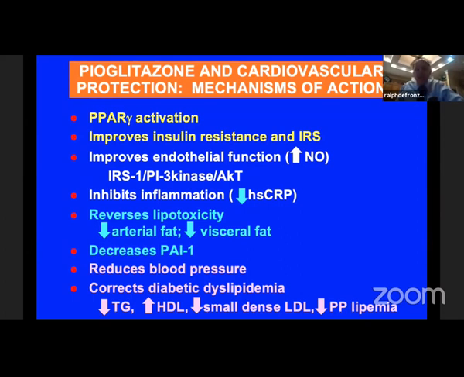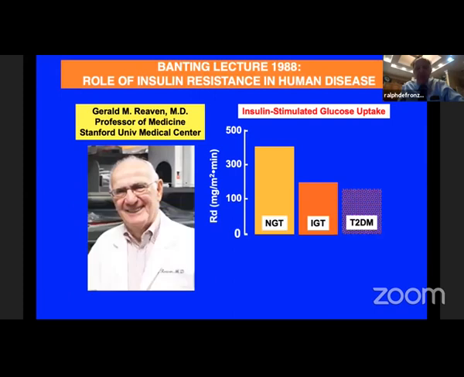We mobilize fat out of the arterial wall. This is the best drug for treating NASH and NAFLD. I doubt anything that's going on now is going to beat pioglitazone. We decrease PAI-1 levels, we reduce blood pressure, and we correct diabetic dyslipidemia. So all of these mechanisms collectively contribute to the anti-atherogenic effects.